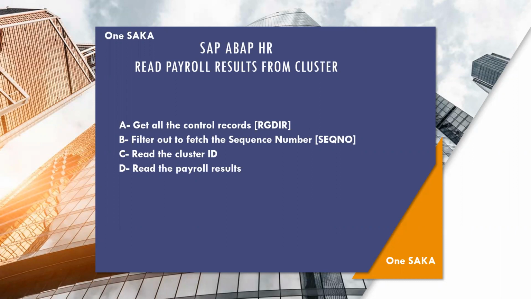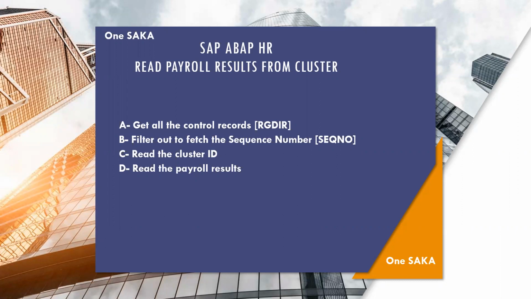First of all, we read all the control records. Then, from those control records, we need to fetch the sequence number. Out of all the control records, we have to filter out the control records we are interested in based on the date criteria given in the program selection screen.